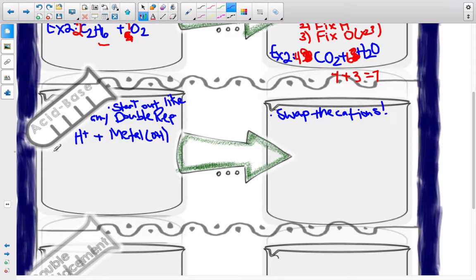Great. Well, let's try it out. In the first example, let's suppose that sodium hydroxide reacts with phosphoric acid. And so I swap the first two things. Sodium and hydrogen are going to trade partners.